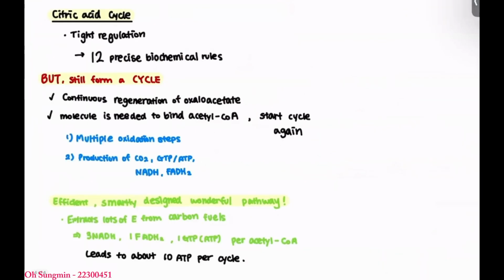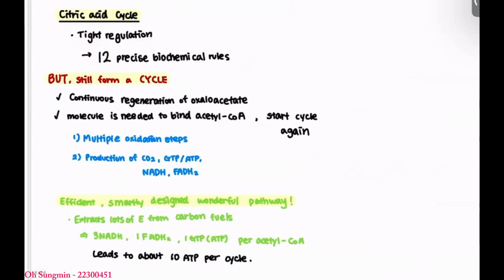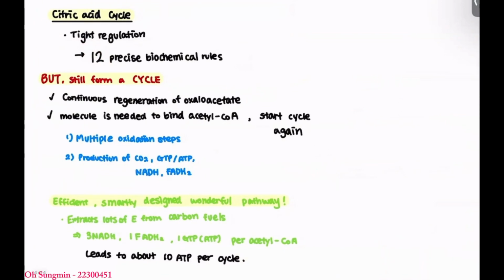The citric acid cycle is so complicated due to tight regulation following precise biochemical rules regarding cellular energy. But still, this pathway takes the form of a cycle due to the continuous regeneration of oxaloacetate, the molecule needed to bind acetyl-CoA to start the cycle again. Specifically, there are multiple oxidation steps to harvest high energy electrons and produce carbon dioxide, GTP and ATP, and NADH and FADH2 as electron carriers. Lastly, there is fine regulation and integration with other metabolic pathways too.